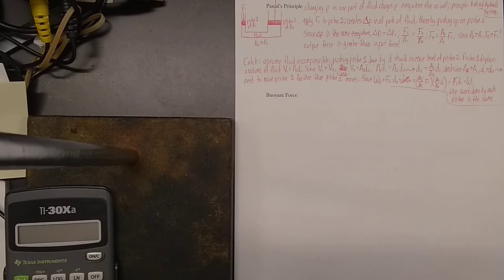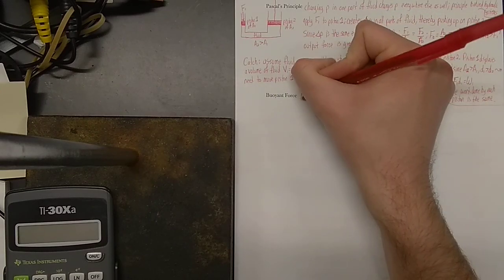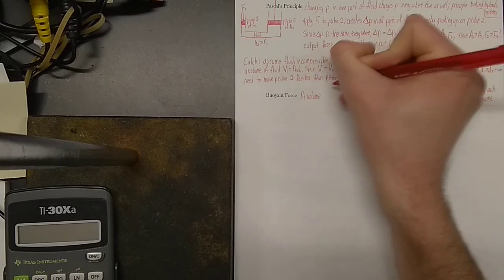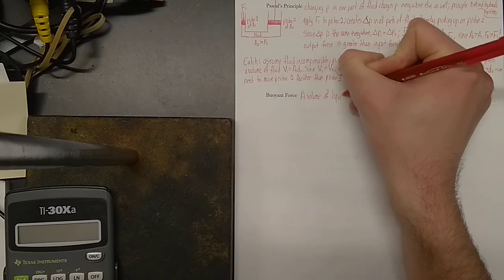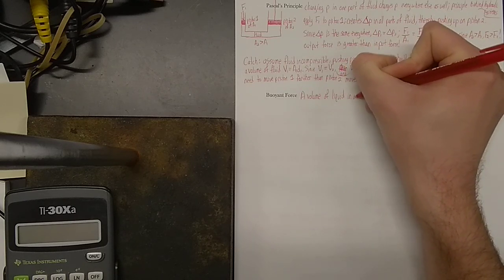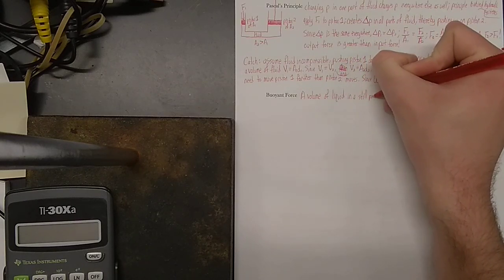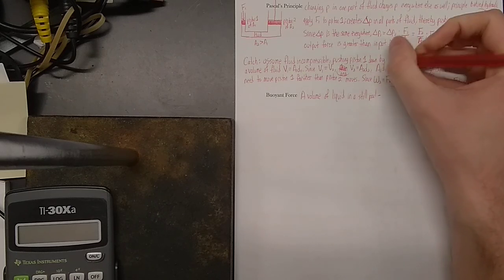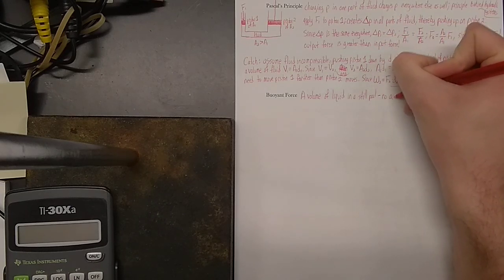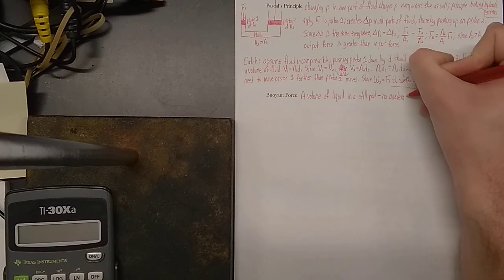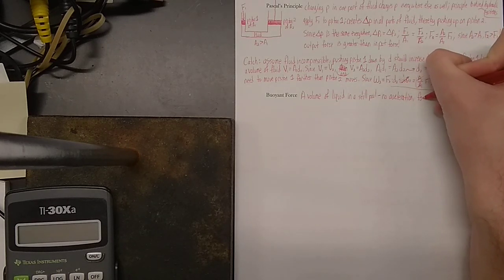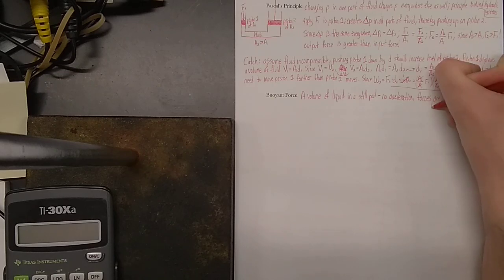Now we're going to talk about buoyant force, and this is one of the big topics in this unit. We're probably going to have to cut this off about halfway through, but that's fine. So let's say that we have a volume of liquid in a still pool. So in other words, no acceleration, forces are balanced.